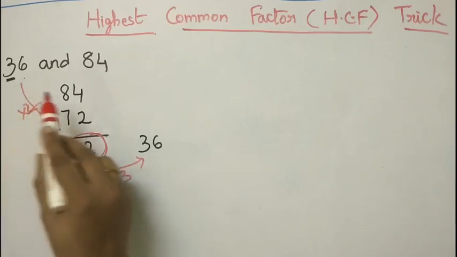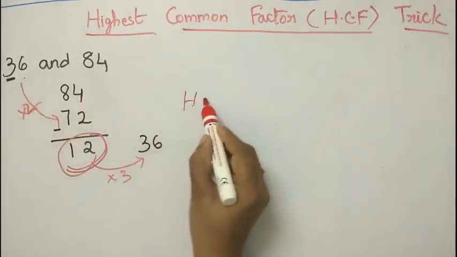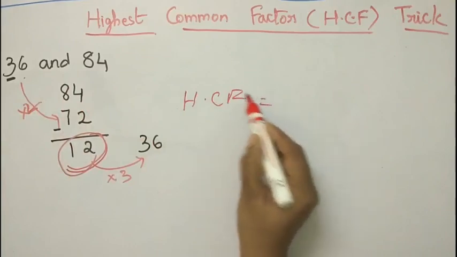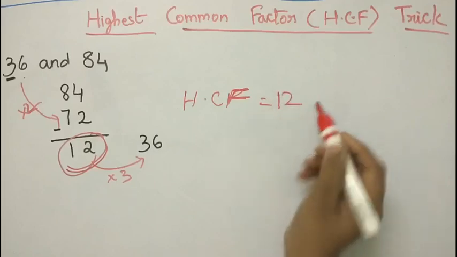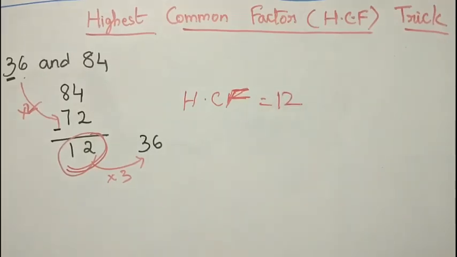So HCF of 36 and 84 is 12. Understood? Now let us go to the next problem.